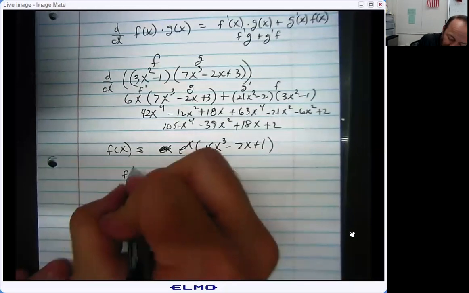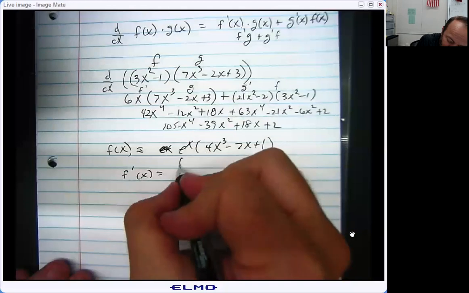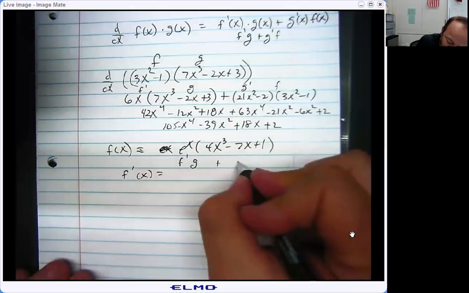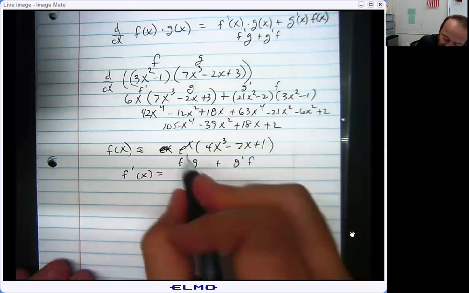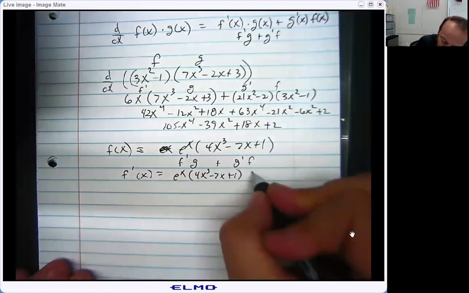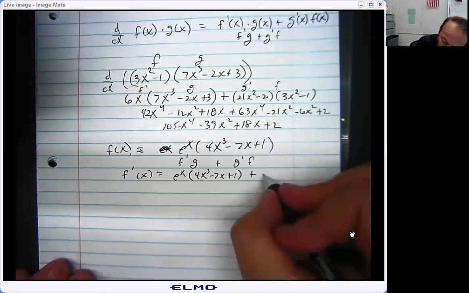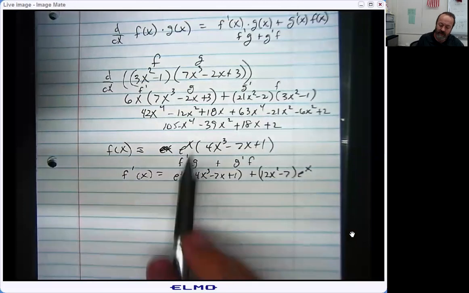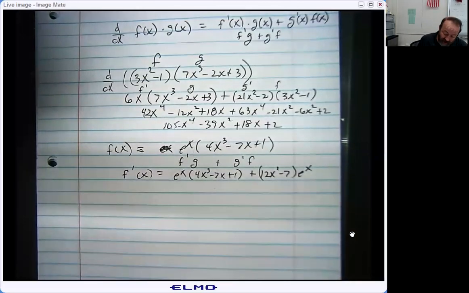So I'm going to again call this f and I'll call this g. If I did f prime g plus g prime f, f prime is e to the x, g leaving it alone, plus g prime, that would be 12x squared minus 7, times f itself, which is the original function. So there's f, there's g. Kind of goes pretty quick.